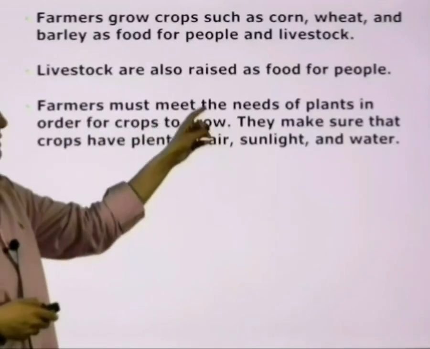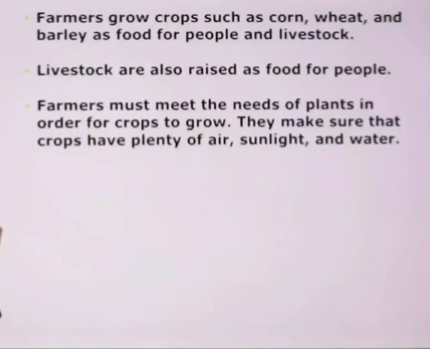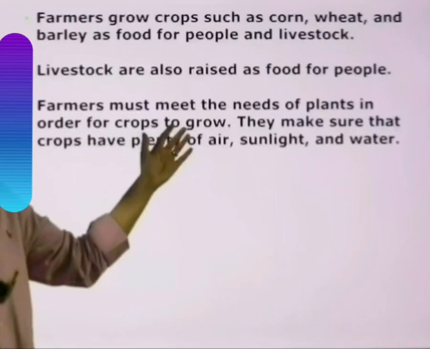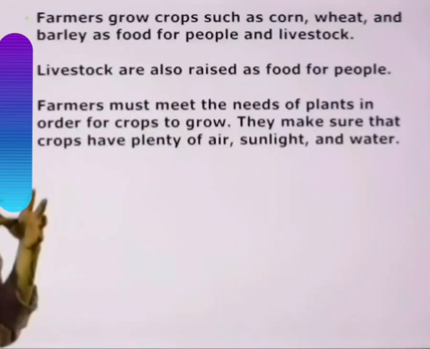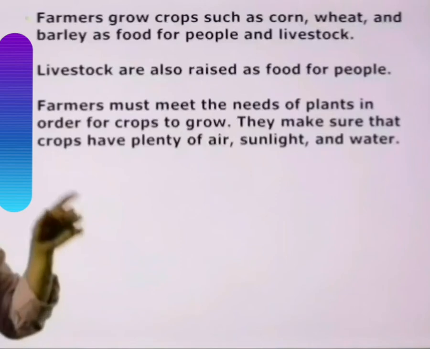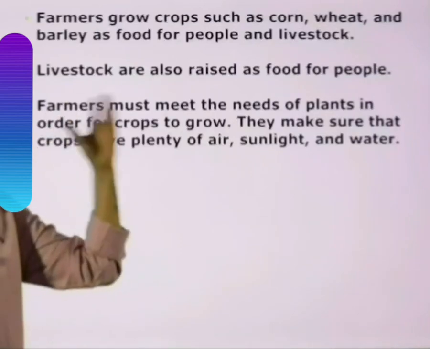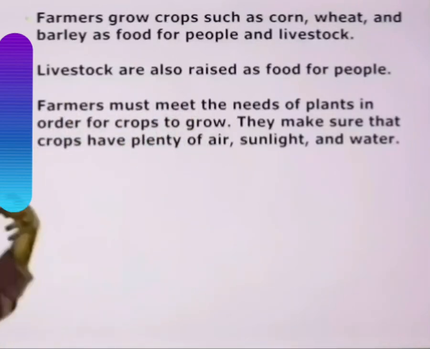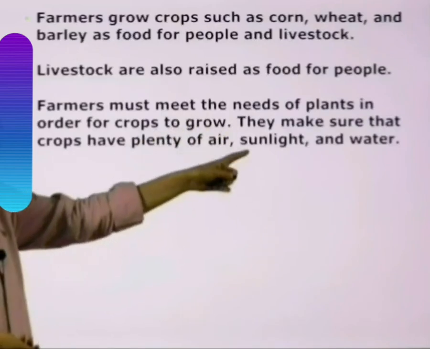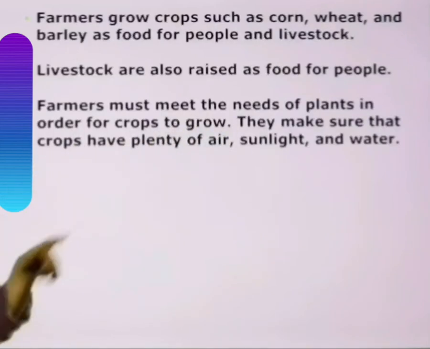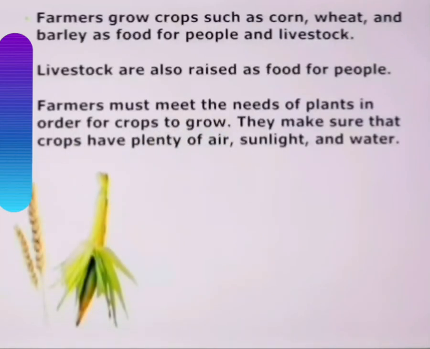Farmers must meet the needs of the plants in order for the crops to grow. They have to give the plants what they need: water, nutrients. They have to plant them in a sunny place, in an airy place, so they can grow. They make sure that crops have plenty of air, sunlight, and water.